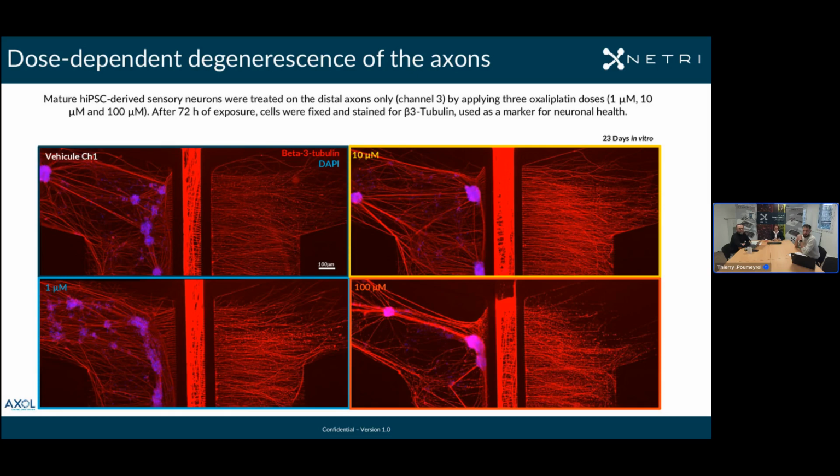The methodology was similar. As I said, we applied 3 different doses of oxaliplatin, this time in channel 1, from 1 micromolar to 100 micromolar, and 72 hours after exposure, the cells were fixed and stained for beta-3 tubulin.